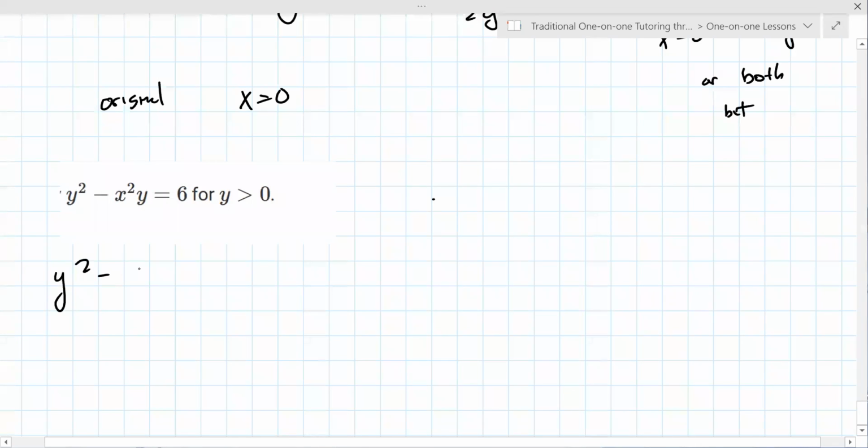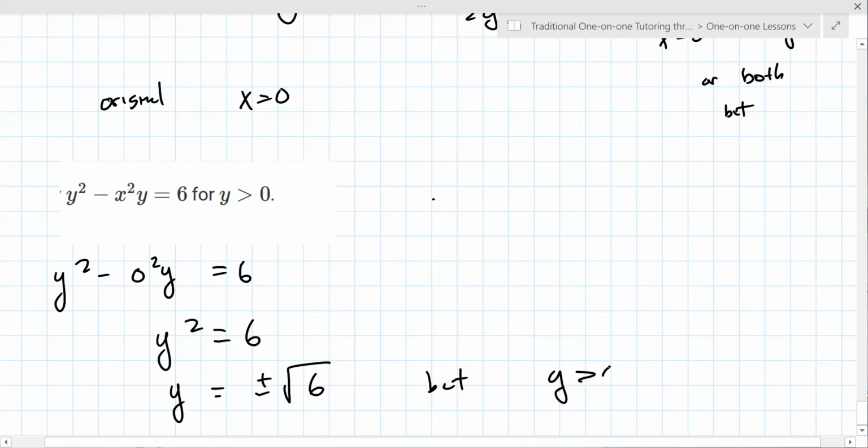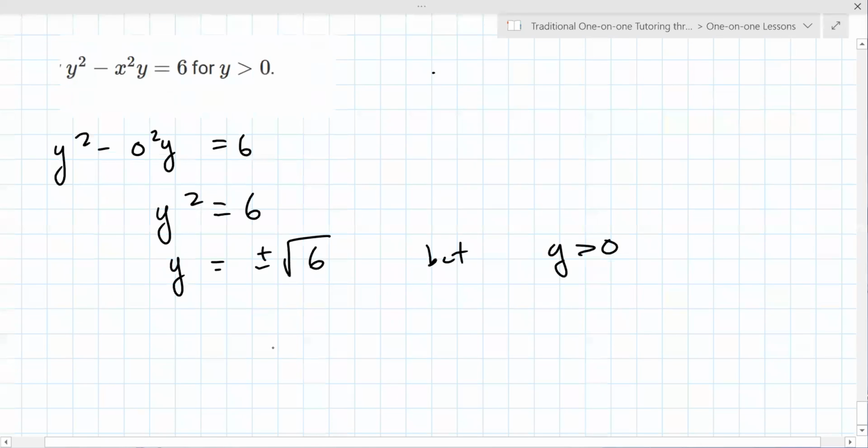So y squared minus 0 squared y equals 6. That's showing that it could never be 0. So you solve this: y squared equals 6. y equals plus or minus the square root of 6, but y has to be greater than 0. So it must be the positive square root of 6, and x equals 0, and y equals that.